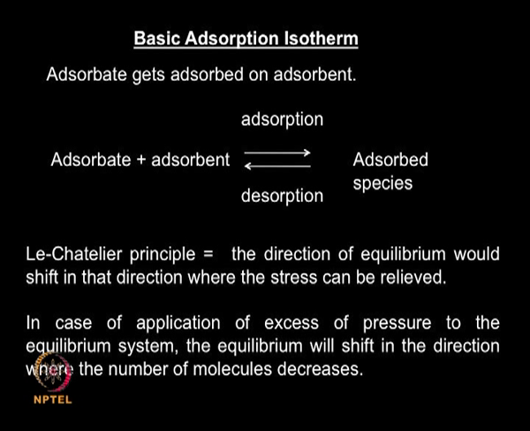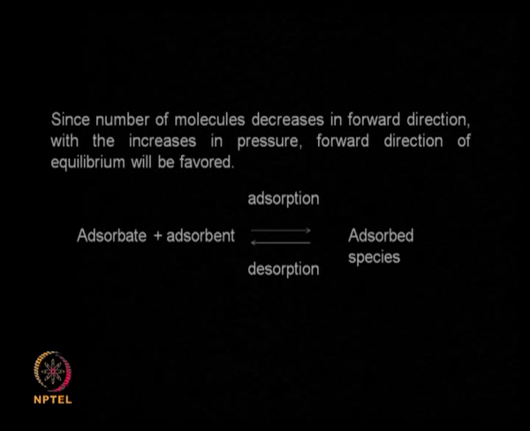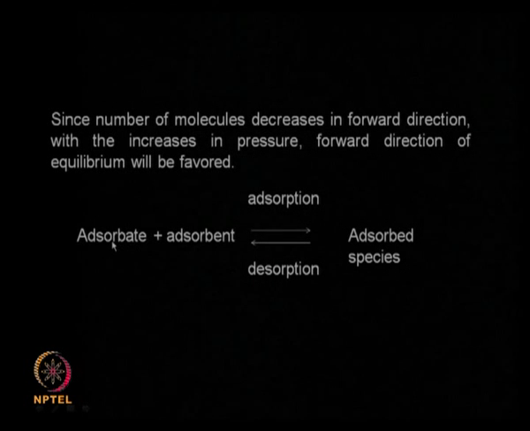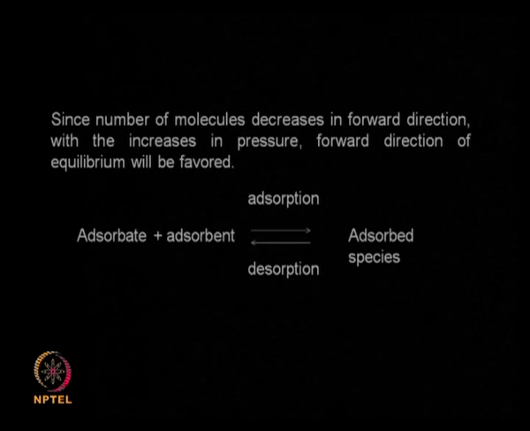So if I put excess pressure on the equilibrium system, the equilibrium system will shift so that the number of molecules decreases. For example, if I take adsorbate and adsorbent, if you assume this as one molecule and another molecule, and you end up with one particular species, the adsorbed species. So if you are starting from 2 molecules ending up with one complex species, there is a decrease in the number of molecules. So when you apply pressure, it should move in the forward direction, that means from left to right. So with increasing pressure, what happens? We will move from the left direction to the right direction. So the forward direction is favored in the equilibrium reaction.